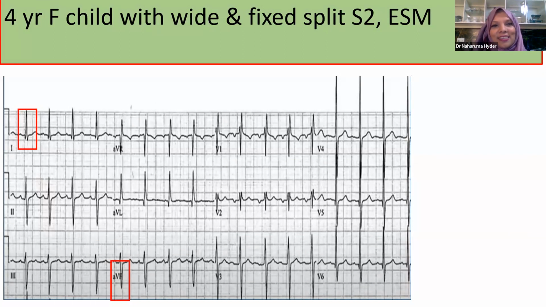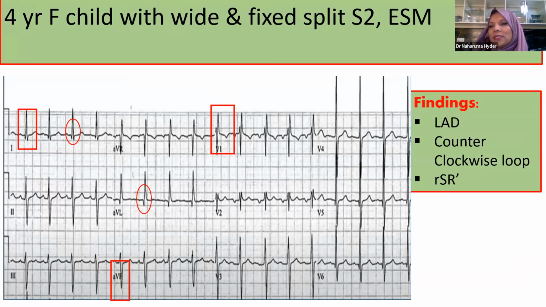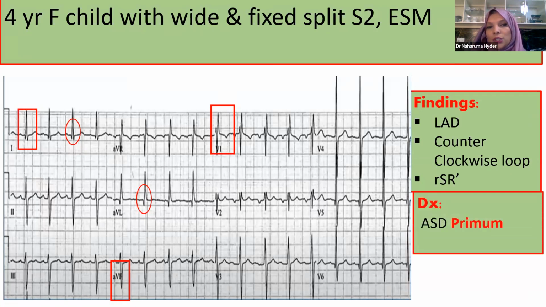Okay, a 4-year child with wide and fixed split S2 with ejection systolic murmur. If we see this, lead 1 is positive and aVF is negative, so this is left axis. And we see a small Q wave present in lead 1 and aVL, and we know that the presence of a Q wave in lead 1 and aVL determines the counterclockwise loop. Next to that, the RSR pattern, which is suggestive of volume overload, is due to ASD. These are the findings: left axis deviation, counterclockwise loop, and RSR pattern in V1. So this is suggestive of ASD primum. This axis and clockwise or counterclockwise loop tells us the classification of the different types of ASD.